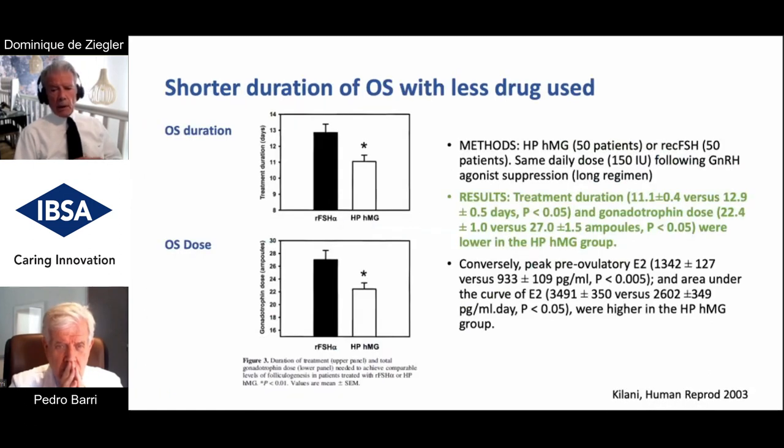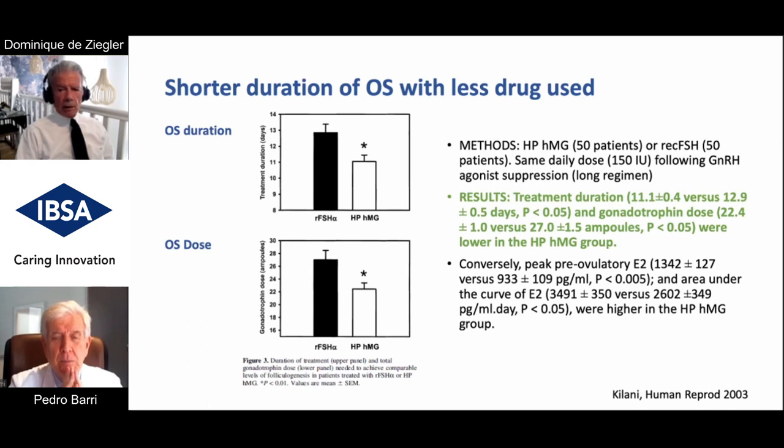This is a work by the late Dr. Kilani, who left us a couple of months ago. And this is the impact comparing hMG versus FSH in 50 patients in each group, and you see that the duration of ovarian stimulation is longer with FSH as compared to hMG. And the dose used is also higher with FSH as compared to hMG.